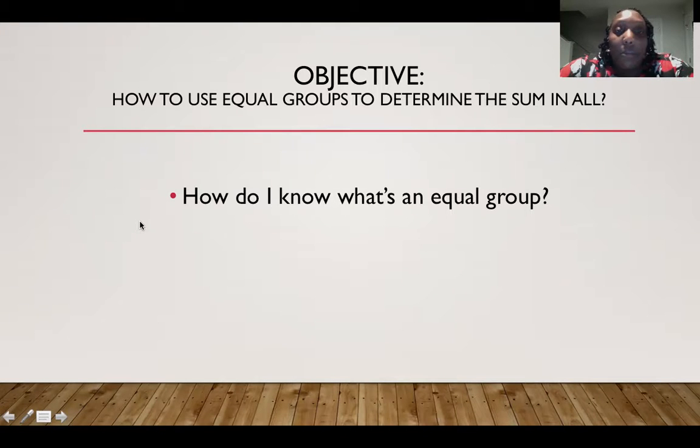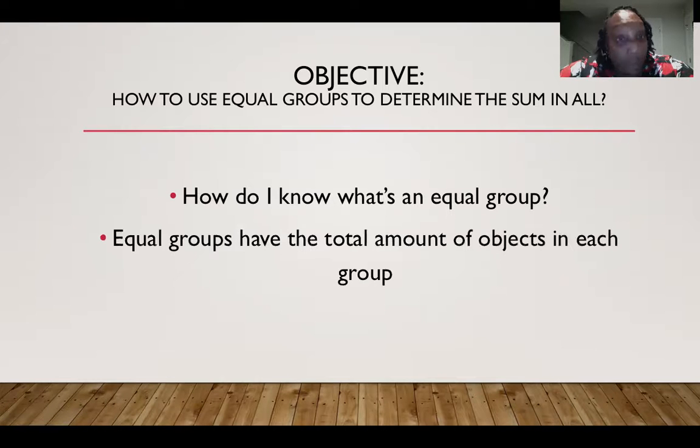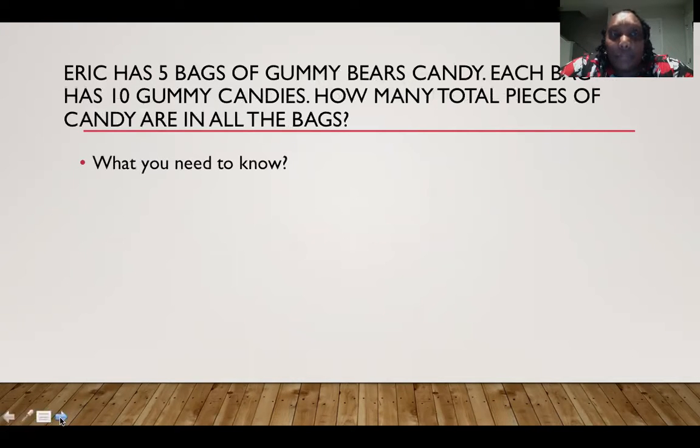So the very first thing you might want to ask yourself is, how do I know what an equal group is? Well, good question. An equal group has the same amount of objects in each group. So for example, if you have five pieces of candy in one hand, and five pieces of candy in the other hand, both hands have an equal amount of the same objects, which in this case would have been candy.